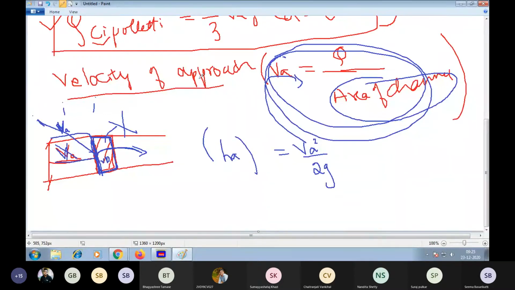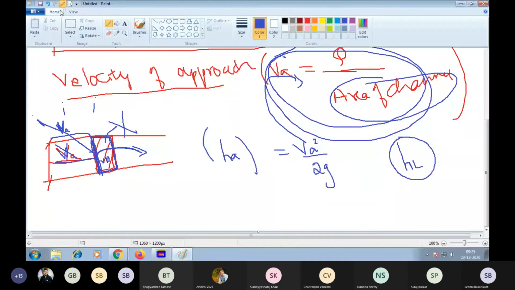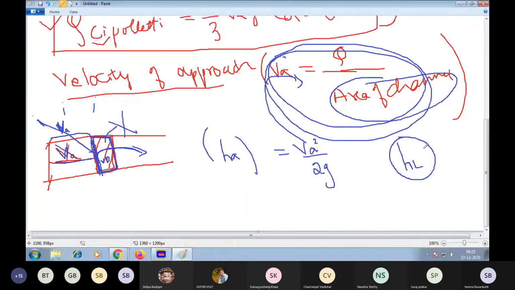While explaining Bernoulli's equation, we used a term HL. What is this HL? What is L? Length, ma'am. L is the loss of head.